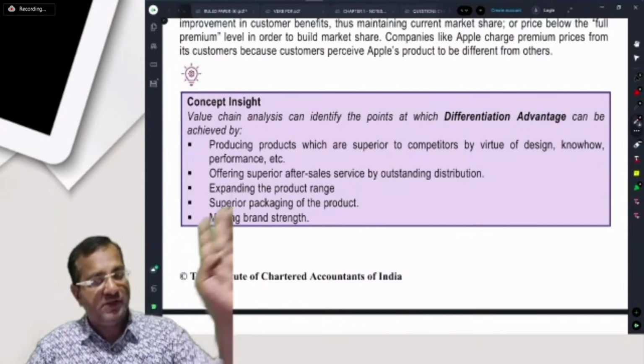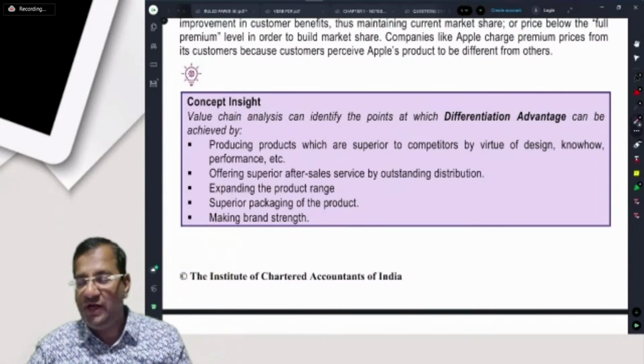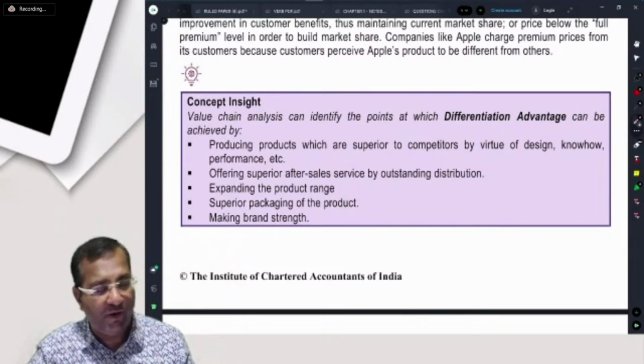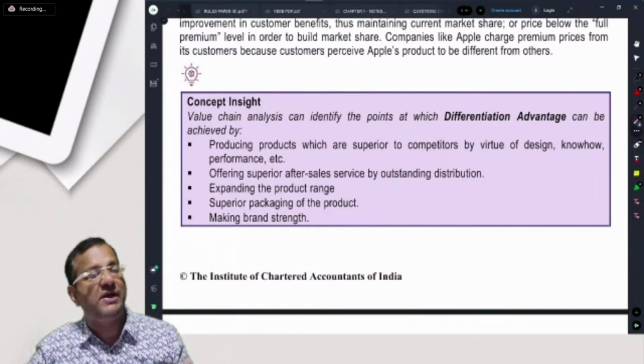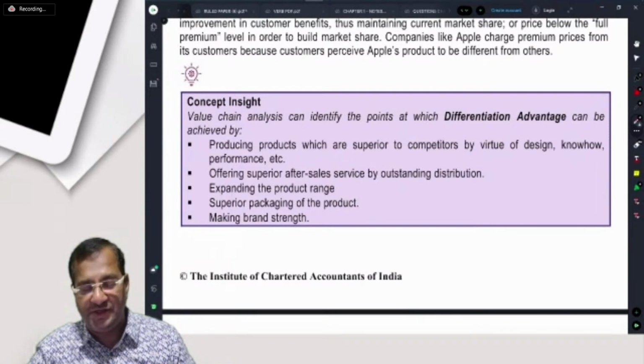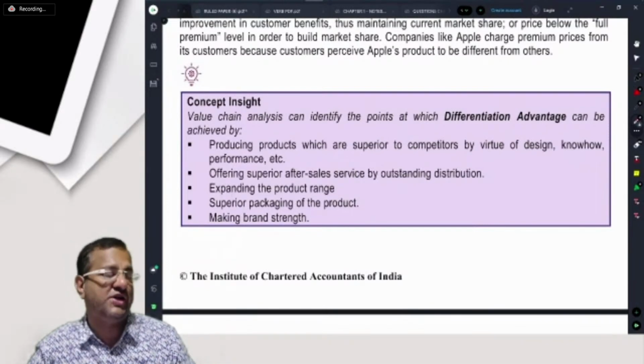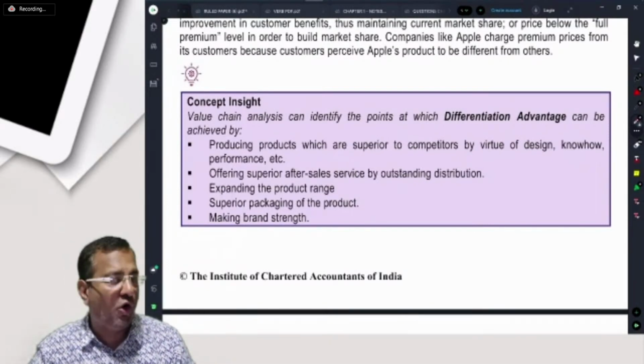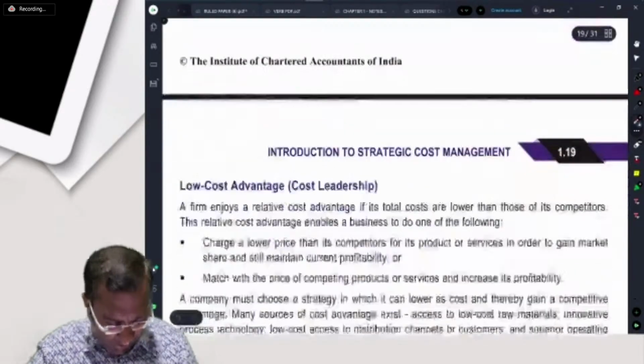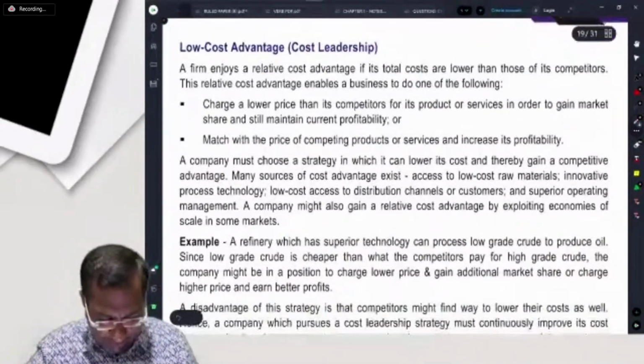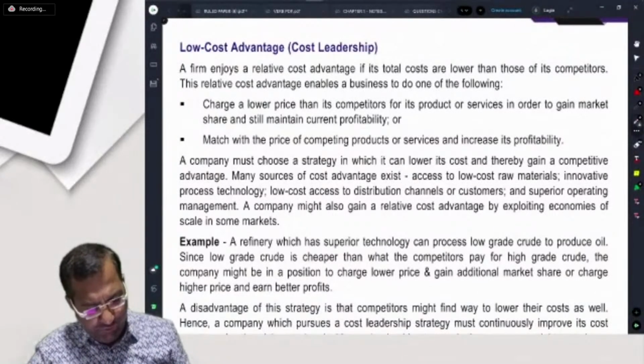Okay, beta. So 3 generic strategies have been suggested by Michael Porter. We have just completed the very first generic strategy, that is the product differential advantage of competitive advantage. Okay, beta. Second point, low cost advantage. It's very simple.